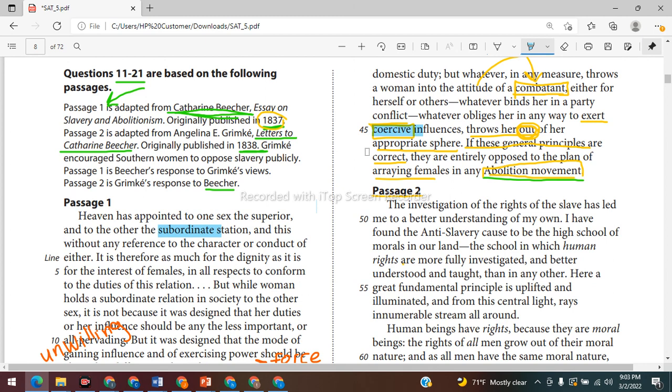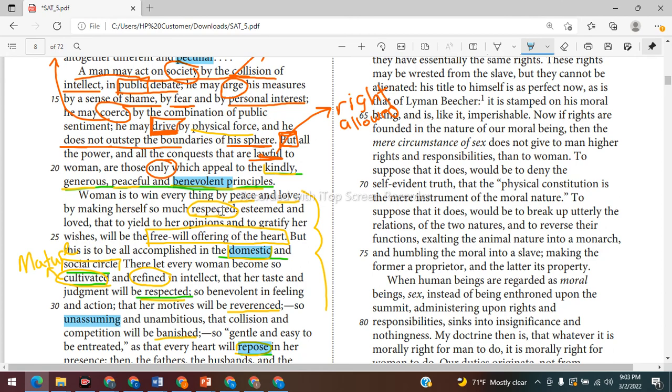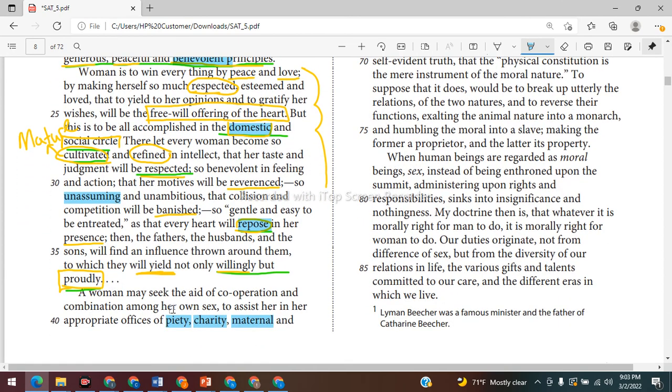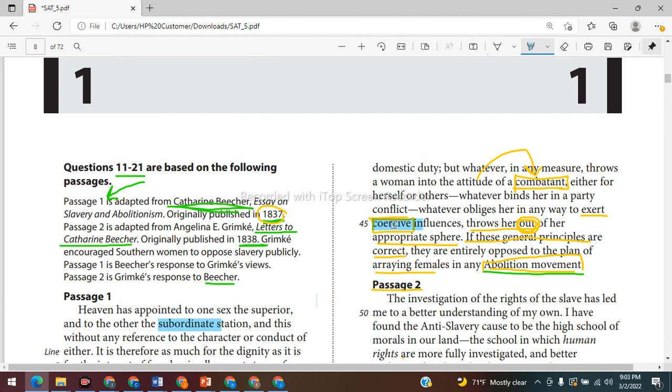Mr. T, can I add one extra word, please? Yeah, you can have an extra word. That's fine. Okay, so: subordinate, peculiar, benevolent, domestic, unassuming, repose, piety, charity, maternal, coercive.